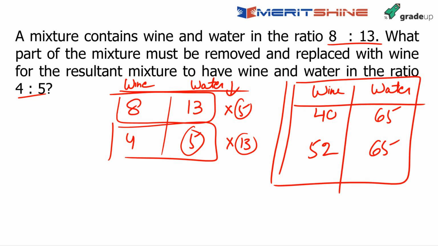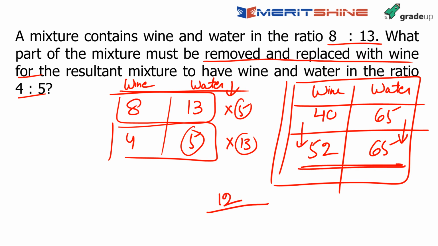Why have I written it into this form? Because if you look at it, this is exactly the same scenario that was there last time. Now this water here is not changing, and removal and replacement with wine means that this water should not change. Now the answer would be what? This difference. What is this difference? 12 over this sum. What is this sum? 117. So the answer becomes 12 upon 117, which is same as 4 upon 39.